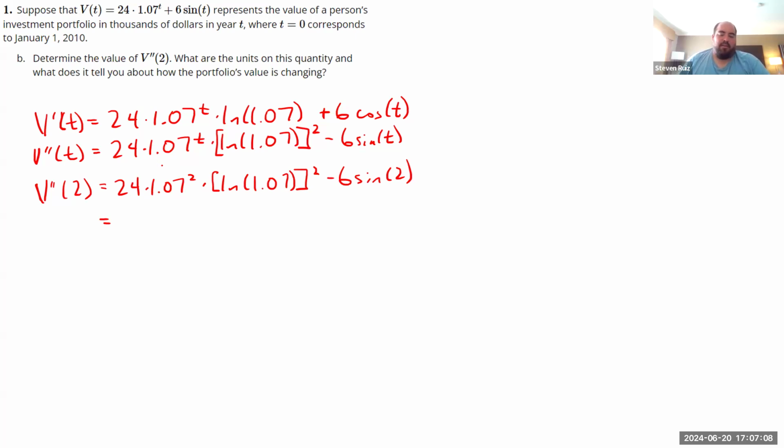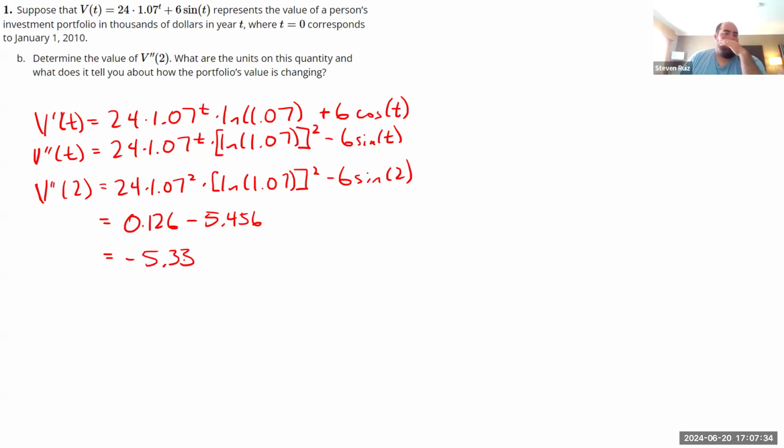So my first term comes out to 0.126. And what is 6 sine of 2? 5.456. So all told, what do I get? Negative 5.33. So that's the numerical result.